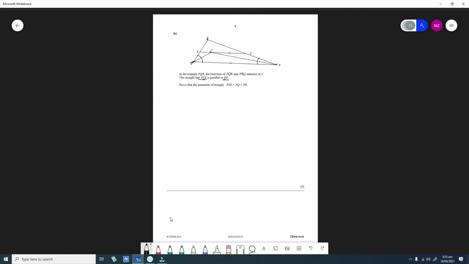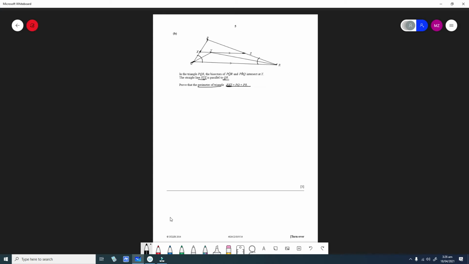These two lines are parallel. And in this question we need to prove that the perimeter of the triangle PXZ, this is the PXZ triangle, is PQ plus PR. This we need to prove.